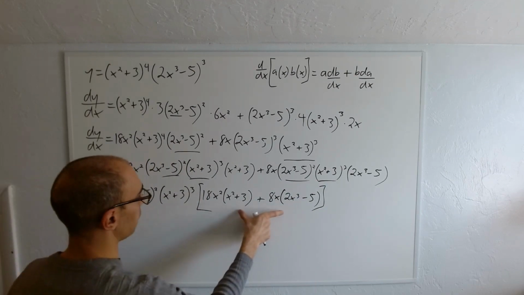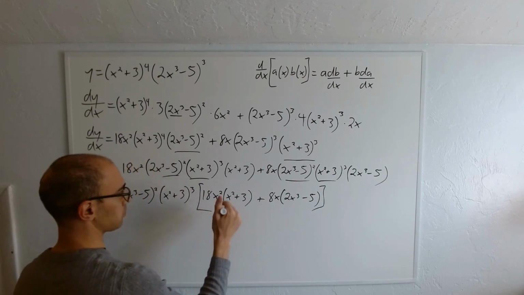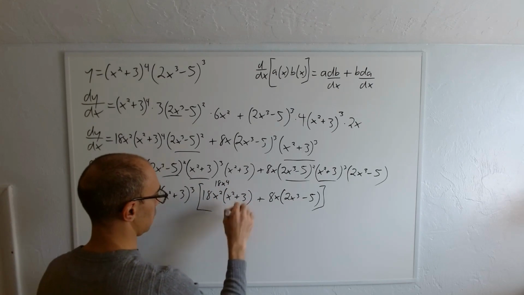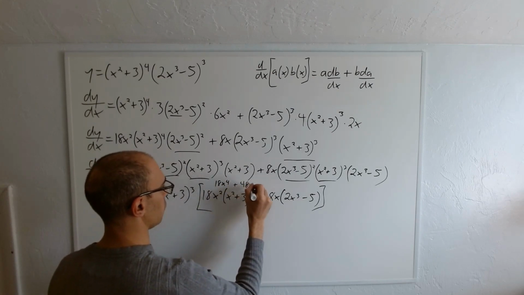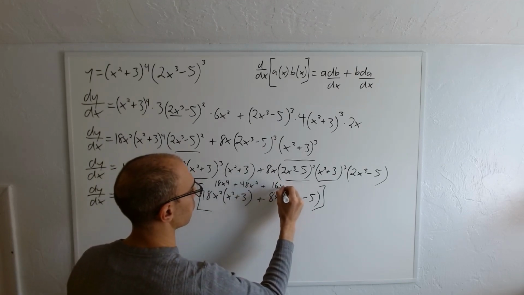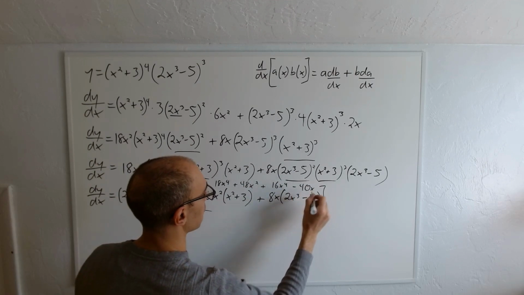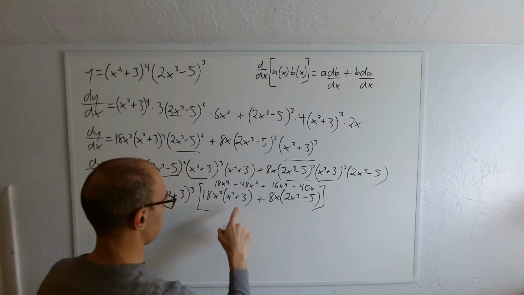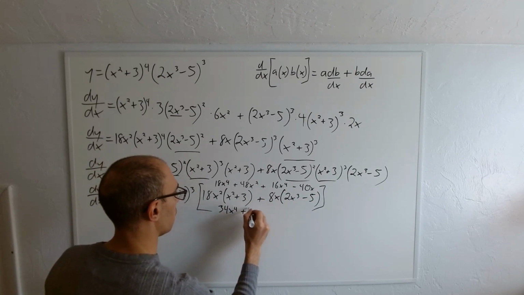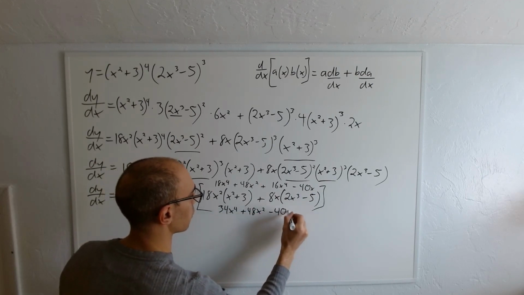Then, let's go ahead and figure this out. I'm just going to write it above, that way I can save some space on my board. So we have 18x to the 4th. We have 48x squared. We have 16x to the 4th. And then we have minus 40x. So what this is, 34x to the 4th plus 48x squared minus 40x.